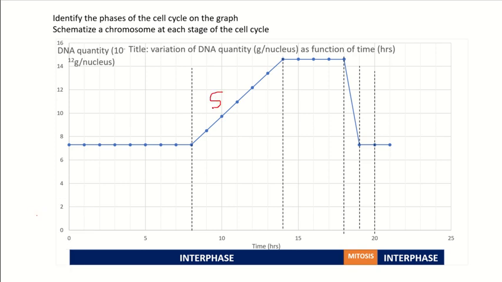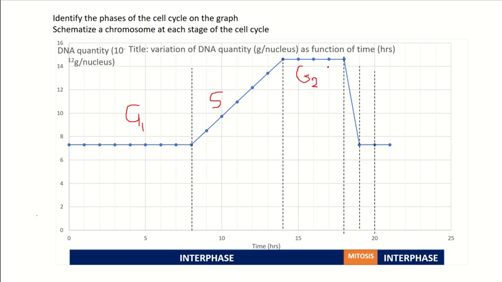And I know that before the S phase, I have the G1 phase. So of course, before the S phase, this is the G1 phase. And after the S phase, it is the G2 phase. So when there is an increase in the DNA quantity, it's obvious that this is S phase. Before S, G1; after S, G2. That's it.